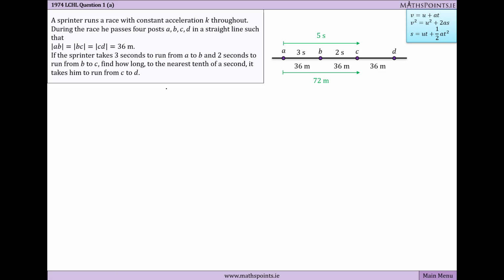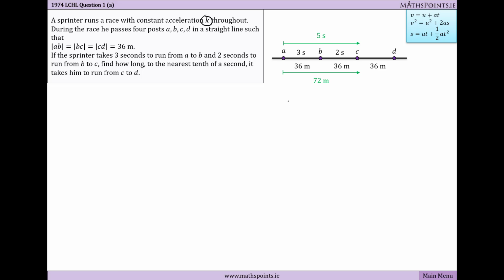So we have a sprinter who runs with a constant acceleration of k, so speeding up throughout the race, and passes posts A, B, C, and D, such that the distance from A to B is 36, B to C is 36, and C to D is 36 also. They're all equal sections.